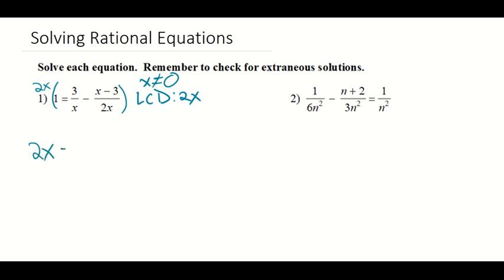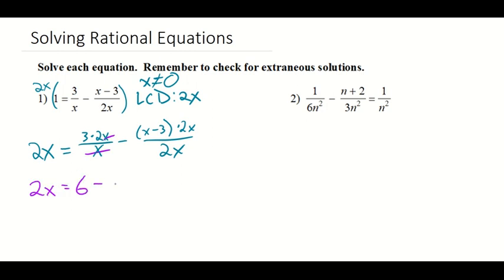So our left side ends up as 2x. Then we have 3 times 2x divided by x minus x minus 3 times 2x divided by 2x. So then we factor out what we can. So the x is in this term. So we have 2x is equal to, well, this is going to be 6 minus. Then our 2x's factor out.